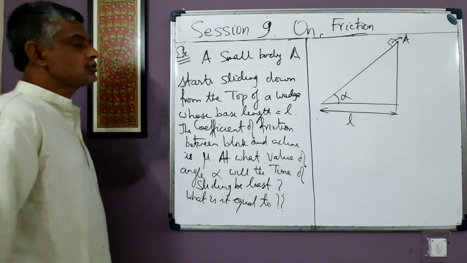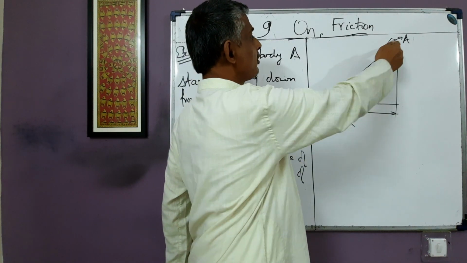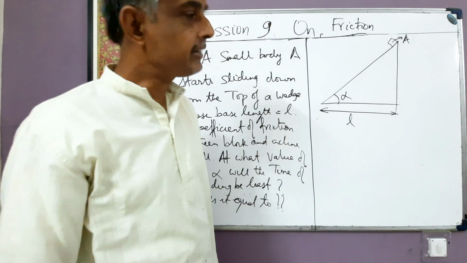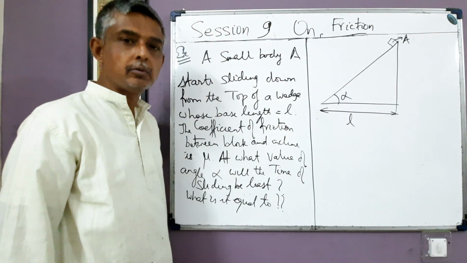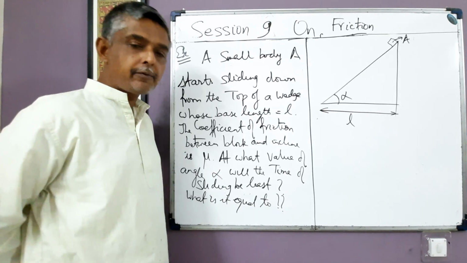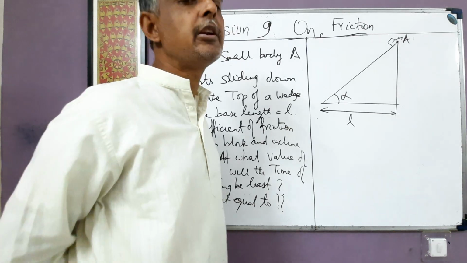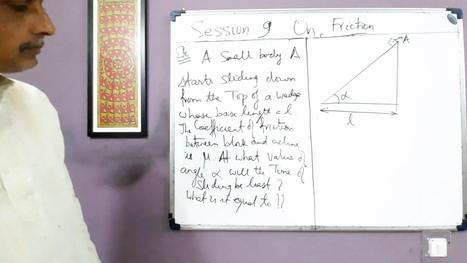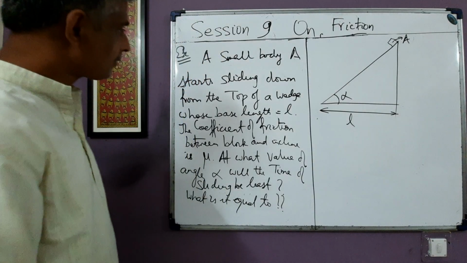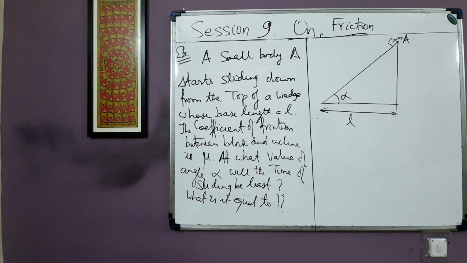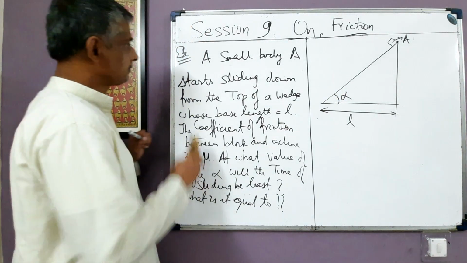So what will be a general approach? Our approach will be this. We'll first find out the time taken by block A to slide from here to here, and then minimize it with respect to alpha. Use calculus: dt by d alpha equals 0. From that we'll get the value of alpha, and that value of alpha we will substitute in the expression for small t to get that minimum value of time. And g will appear in the answer. L is given.